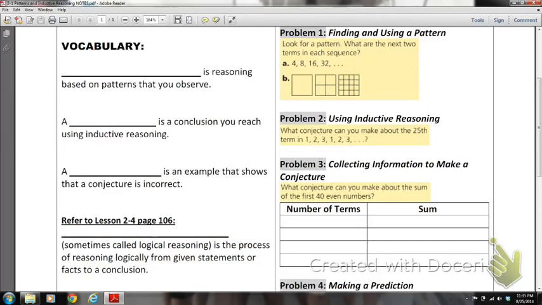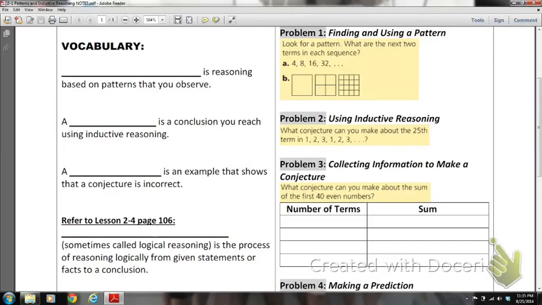So let's use inductive reasoning and patterns. In problem 1, we're going to look for a pattern. What are the next two terms in each sequence? So if we look at the first sequence, it's a numeric sequence. The first term is 4, the second one is 8, the third one is 16, and the fourth is 32.